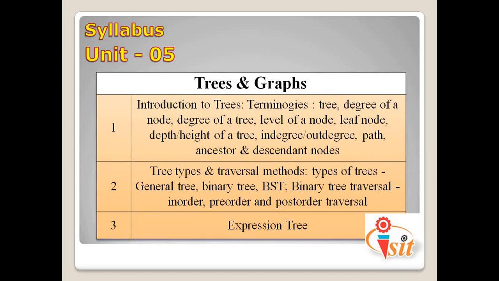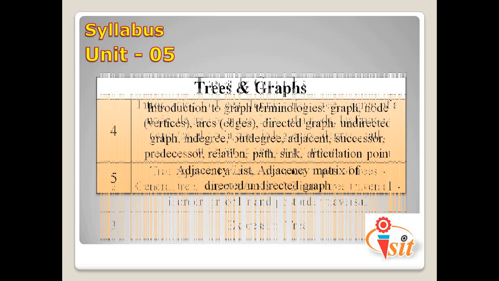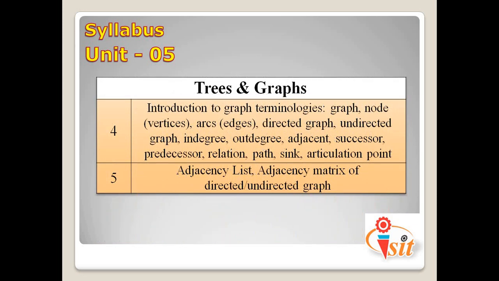And in the last chapter we are going to be discussing the trees and graph. So here we are going to be discussing what is the meaning of tree, what is the meaning of graph, the tree as well as the graph terminologies, types of tree and tree traversal methods, as well as the expression tree. Afterwards we are going to be discussing the graph, graph terminologies, types of graph.